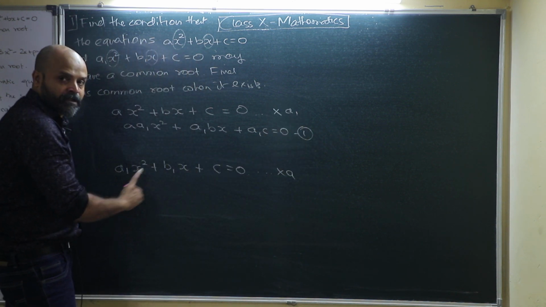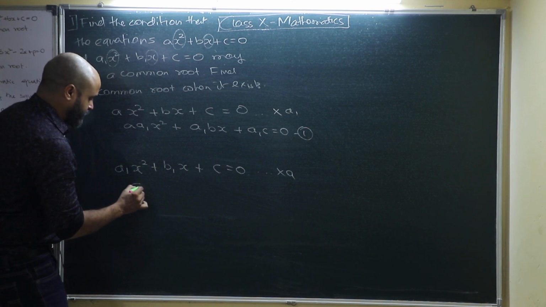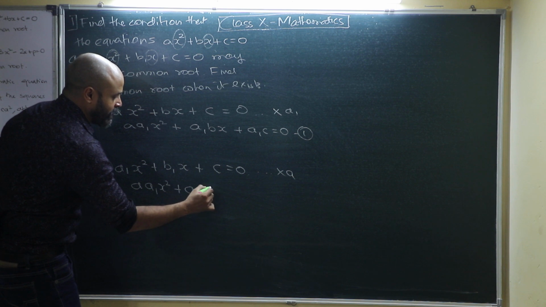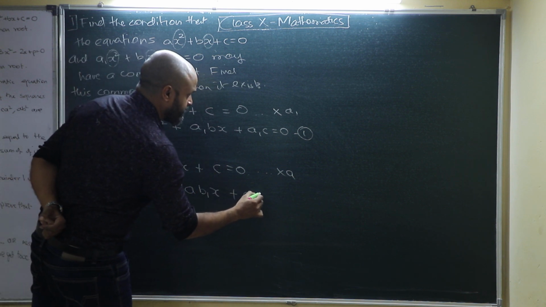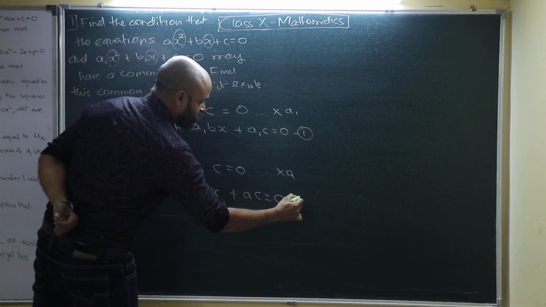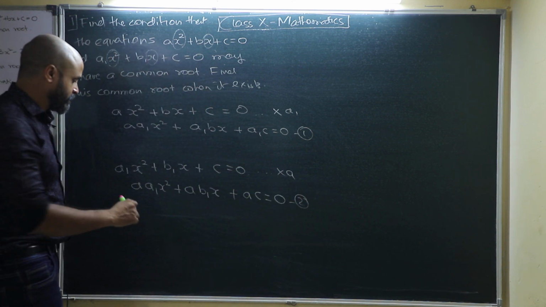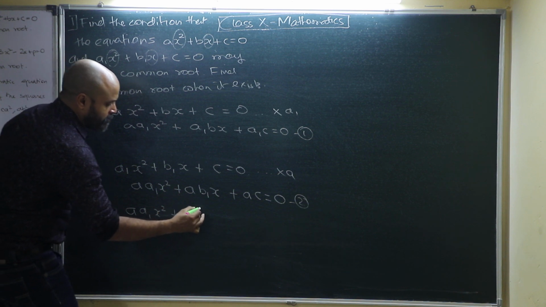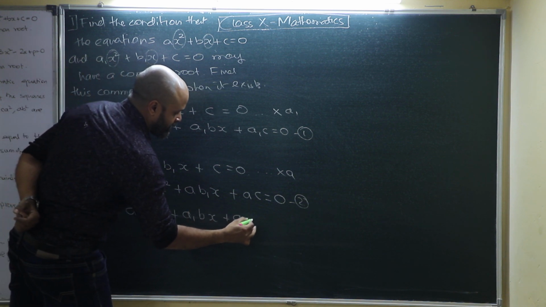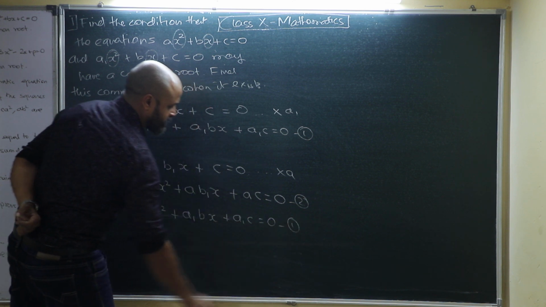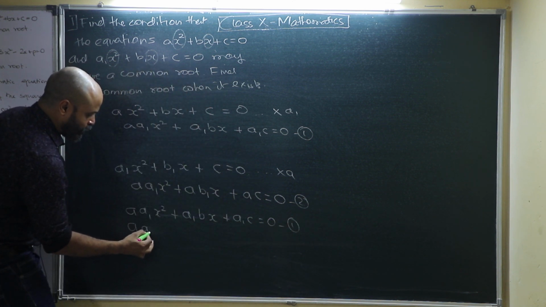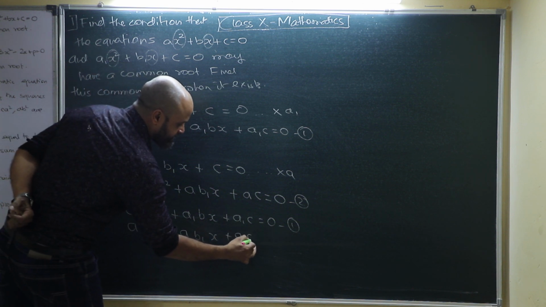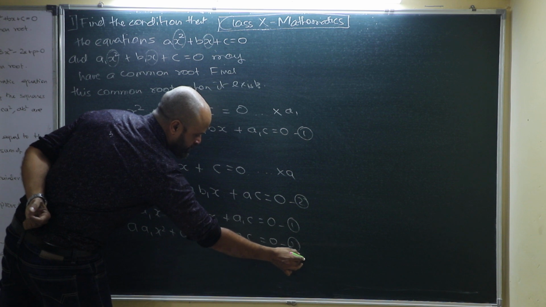Now what about this equation? We get this multiplied by a. So what do we have here? a a1 x square plus a b1 x plus a c1 is equal to 0. This is the second equation. Okay, so let's get this sorted out. a a1 x square plus a1 bx plus a1 c is equal to 0. This gives you the equation number 1. And a a1 x square plus a b1 x plus a c1 is equal to 0. This gives you the second equation.